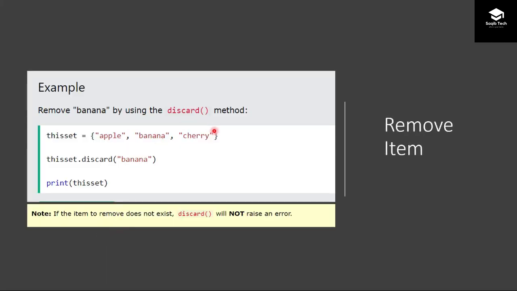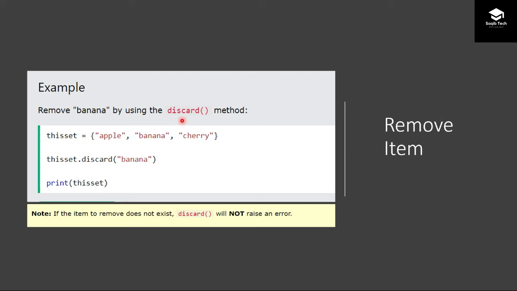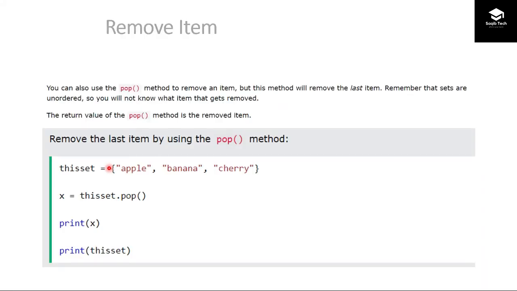The other method is the discard method. What is the difference between the discard method and the remove method? Both are used to remove an element, but the discard method will not raise an error if the element is not present in the set. If banana is not in the set and I write this set dot remove banana, it will give me an error. But if I want my program to be error free, I will prefer the discard function because it will not give me any error.